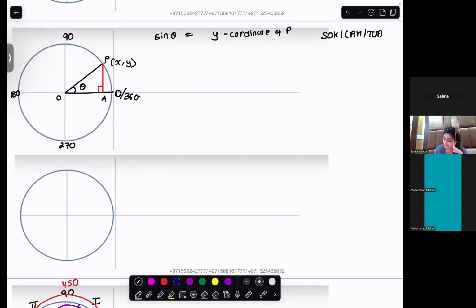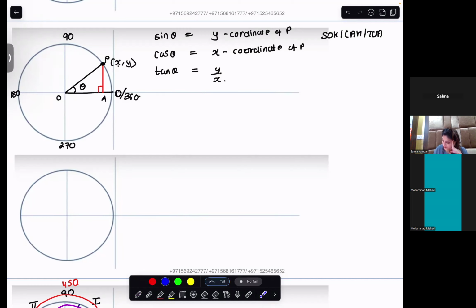Cos theta is going to be the x coordinate of P only, of the circumference. This would be the y coordinate, cos theta would be the x coordinate, and tan theta would be y over x. I hope you're with me.